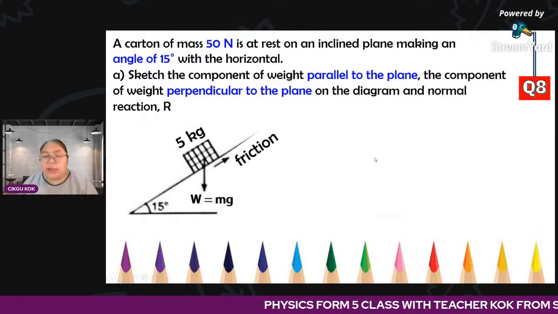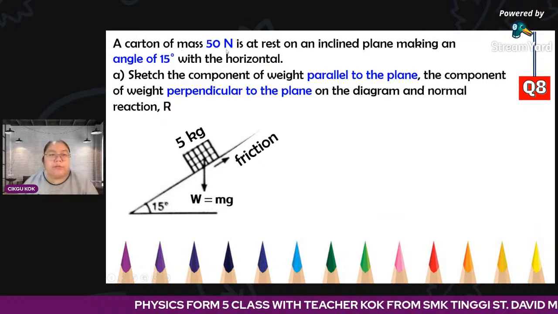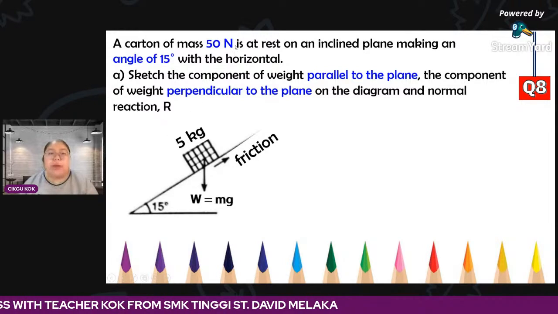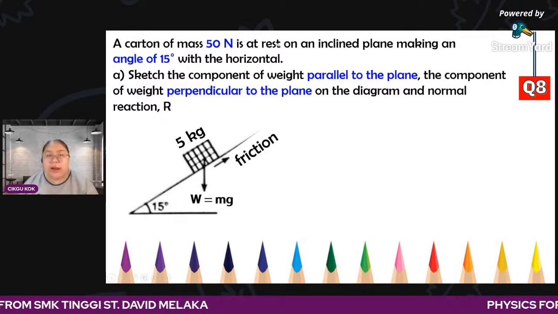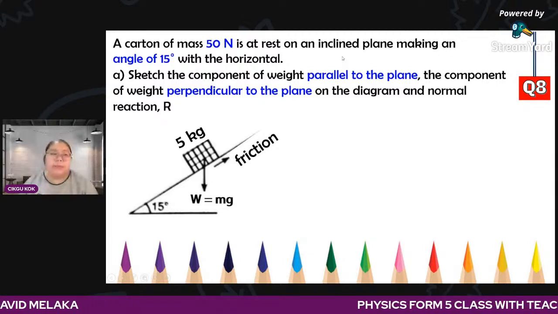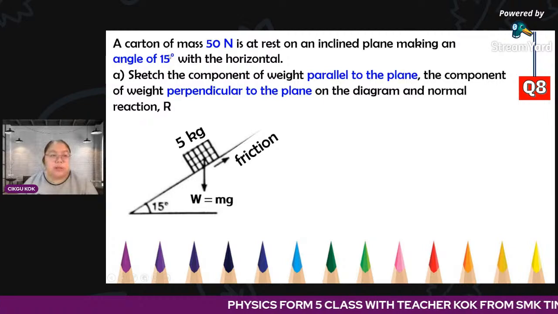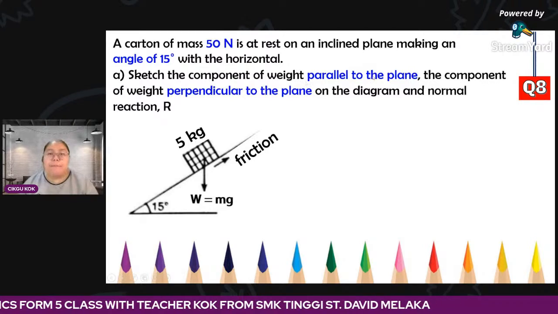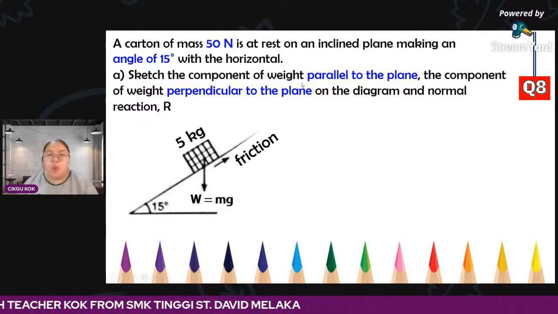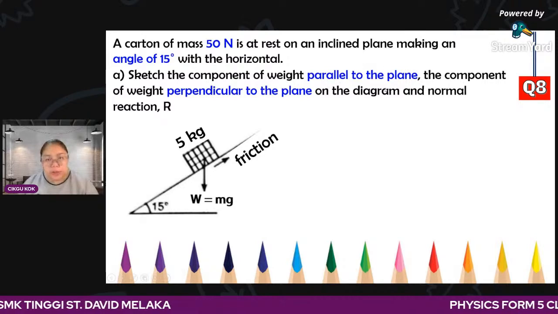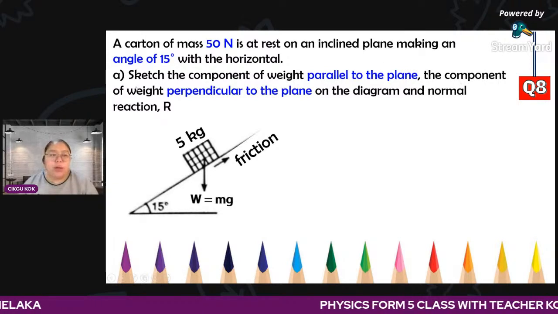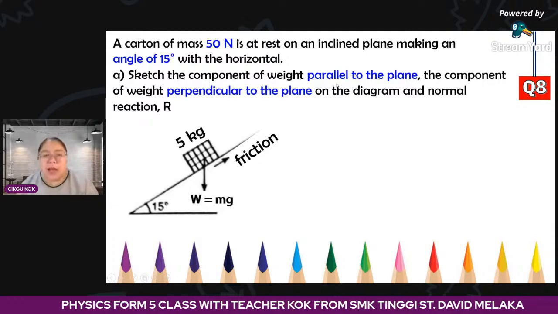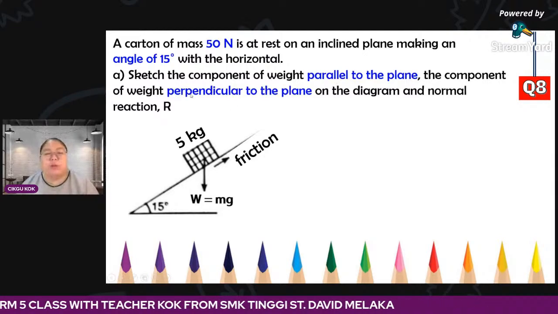This one is question 8, the last one. Now the carton has a weight of 50 Newton. Sorry, it's a weight of 50 Newton. Mass is 5 kilograms. It is at rest, which means balanced, on the inclined plane making an angle of 15 degrees with the horizontal. Now sketch the component of the weight parallel to the plane. They want you to draw one force parallel to the plane, and another component of the weight perpendicular. The parallel one is sure to be Fx, and the perpendicular component is sure to be Fy.